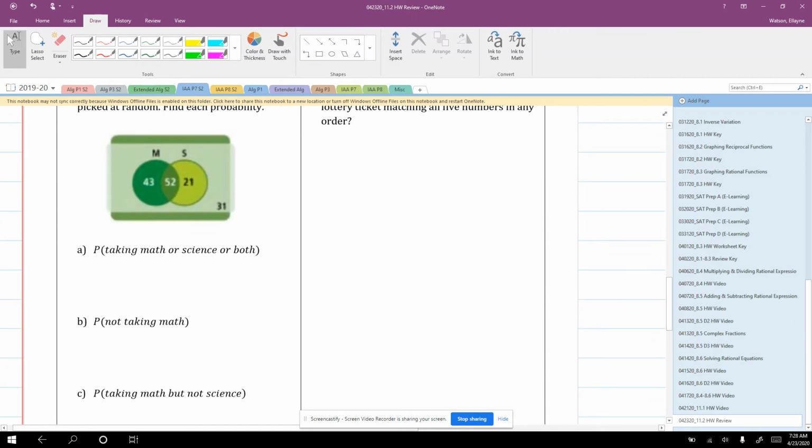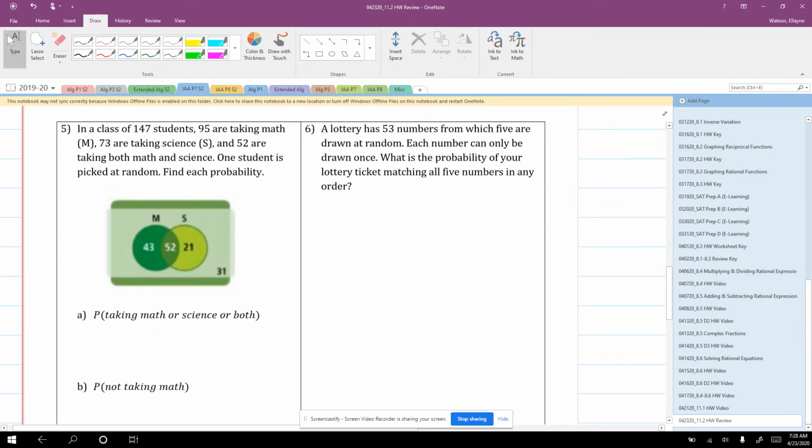Let's look at number 6. I don't think there was an example of this in the notes, but I wanted to put it on here because it's kind of a fun one, and it uses what we did 2 days ago with permutations and combinations. It says a lottery has 53 numbers, from which 5 are drawn at random. Each number can only be drawn once. What is the probability of your lottery ticket matching all 5 numbers in any order?